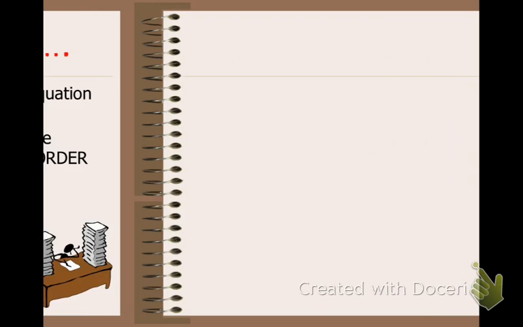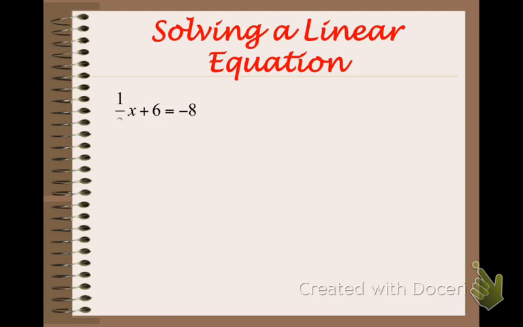So let's take a look at some of these. You have your original equation. I see that x is being multiplied by a fraction, 1/3. It's the same thing as being divided by 3. We're going to be adding 6, and that should equal -8. So the first thing we need to undo is we have to get rid of the adding 6. We do the inverse operation of adding 6, which is subtracting 6 on both sides.